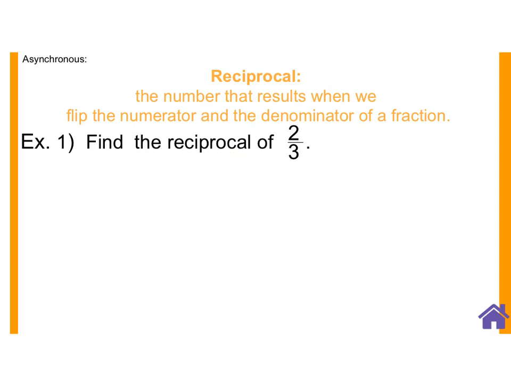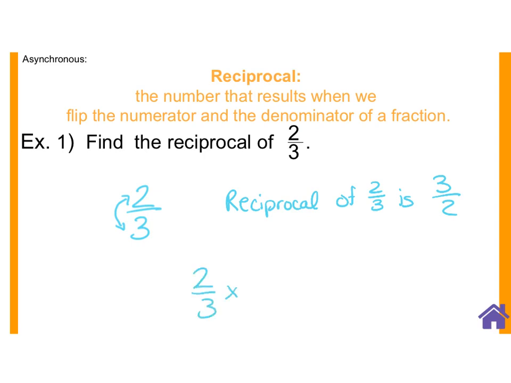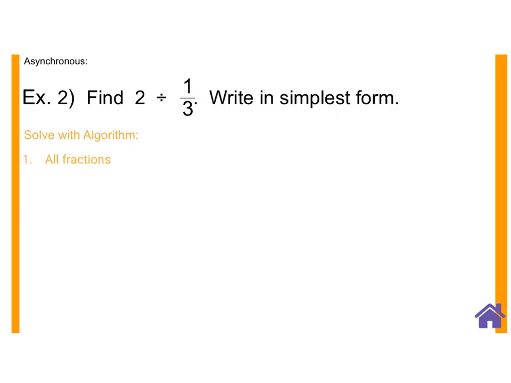There's two ways that you can do it. So I have 2/3, and the reciprocal is just the flip. That means that I need to put the 2 on the bottom, and put the 3 on the top. So the reciprocal of 2/3 is 3/2. Or if you want to check yourself, 2/3 times 3/2 would give me 6 over 6, which equals 1. So now that you know how to find the reciprocal, let's go ahead and go to example 2.